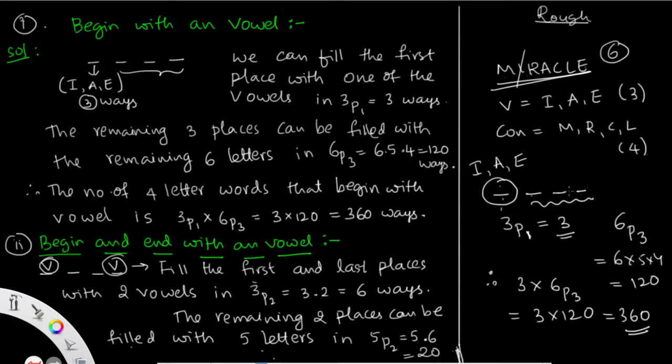Then we are left with 3 blank places. If it is I, 1 is eliminated, that means the remaining are 6 letters. If it is filled with A, similarly we get 6 letters only. Either E also the same. So 6 letters, 3 blank places. This can be done in 6P3 ways. So the total number of ways is 3 into 6P3, that is 3 into 120, that is 360 ways.